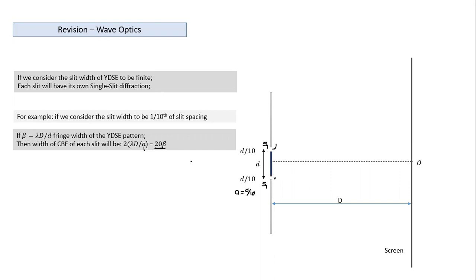So basically I can ask the question: within the central bright fringe of each opening, how many YDSE fringes will form? 20 fringes of the YDSE pattern will form within the central bright fringe of each opening S1 and S2. The central bright fringe of the single slit diffraction will contain 20 YDSE fringes, and that number depends on this ratio. In all these cases we are still assuming all those fringes are within small theta, or we can have some other calculation based on this.